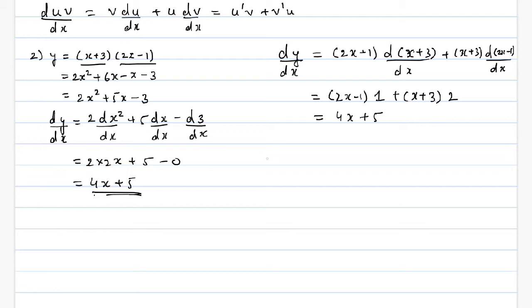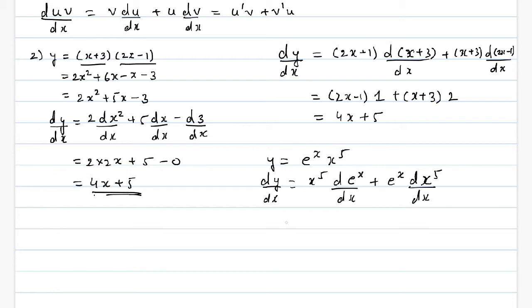We'll take another example. Let's say that our y is equal to e raised to x into x raised to 5. Now how do we solve this? We'll say differentiation of y with respect to x should be first differentiation of the first, taking the second constant. So x raised to 5 constant, differentiation of e raised to x with respect to x, plus we'll have the first constant, and differentiation of the second, x raised to 5 with respect to x. This will give us differentiation of e raised to x is e raised to x, and differentiation of x raised to 5 will give us 5 x raised to 4. So we get e raised to x times x raised to 5 plus 5 times x raised to 4.